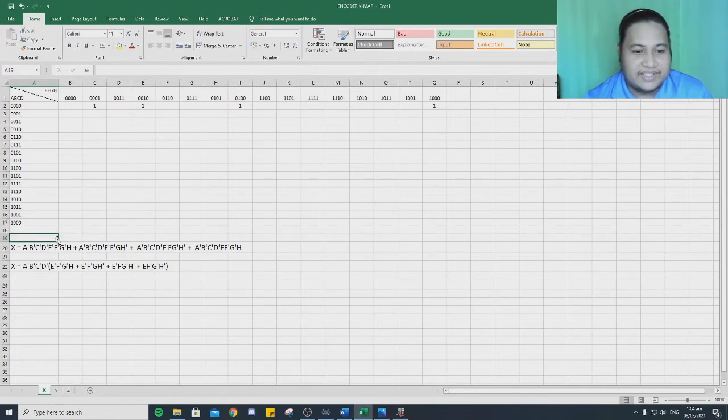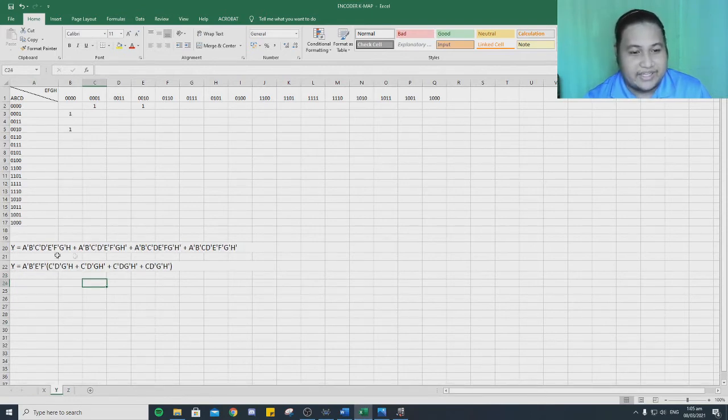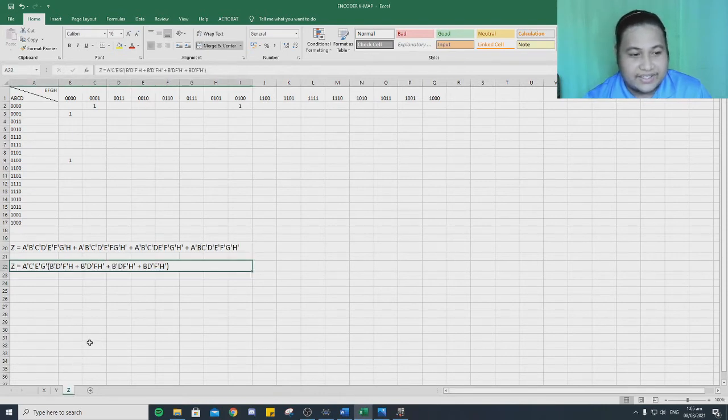So for X, we have this equation, which can be simplified into this next equation, which is X is equal to not A, not B, not C, not D, times not E, not F, not G, H, plus not E, not F, G, not H, plus not E, F, not G, not H, plus E, not F, not G, and not H. So we will be using this equation in finding out the schematic diagram for this activity. So this is for Y, and this is for Z.